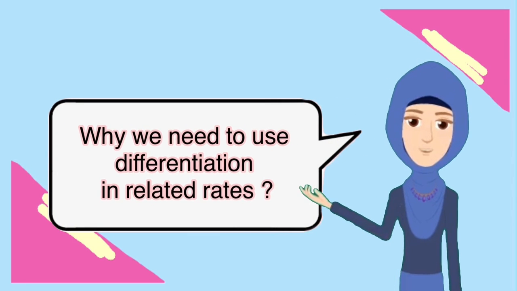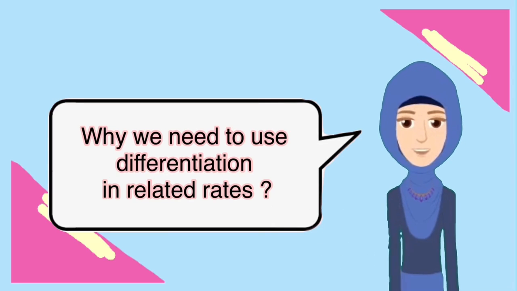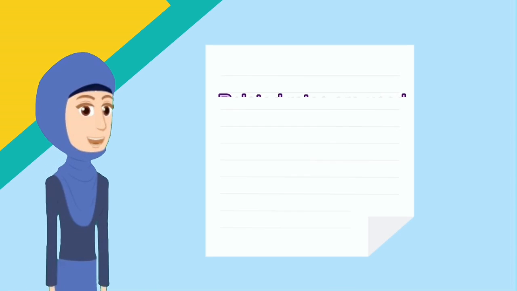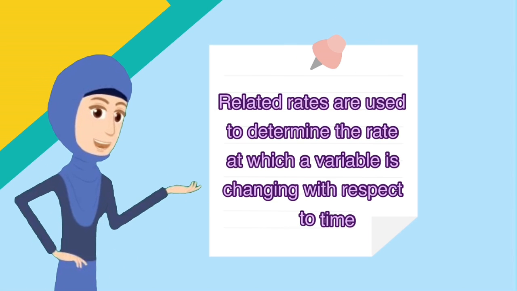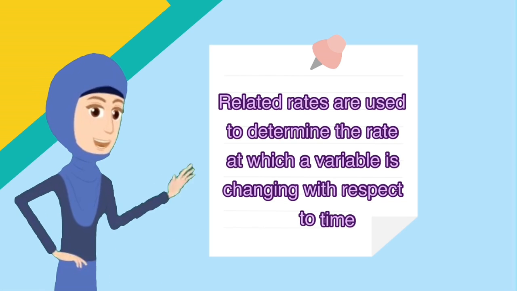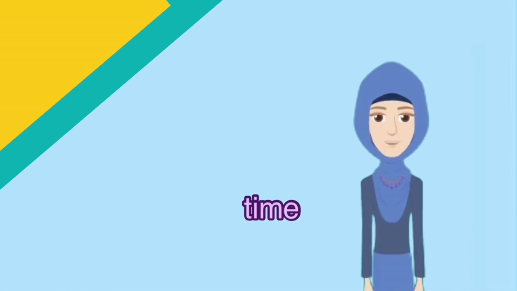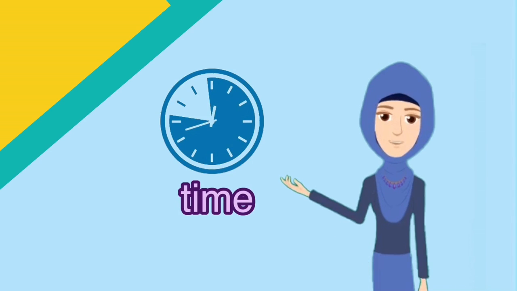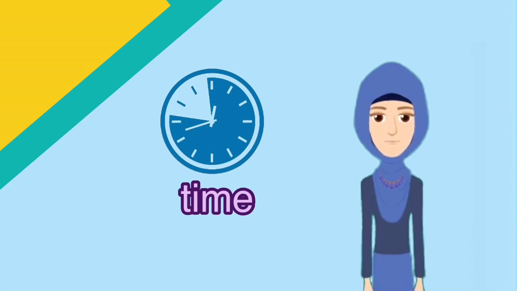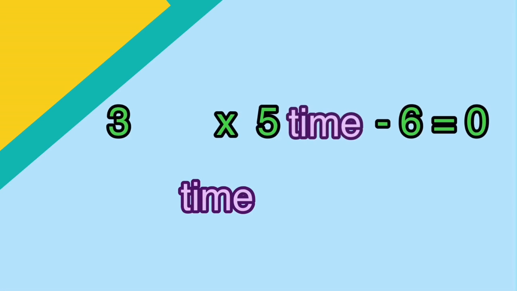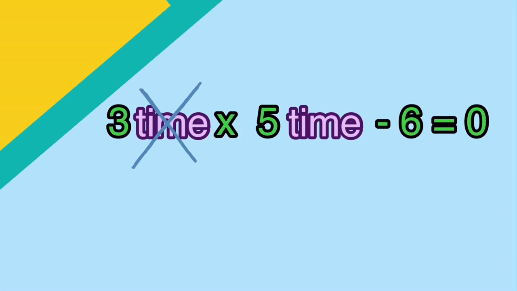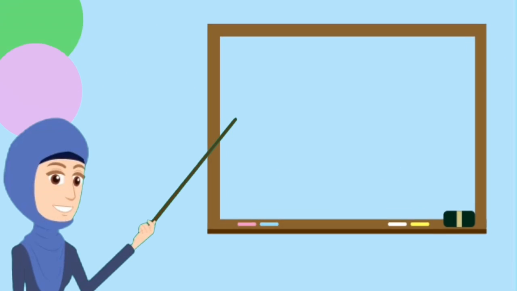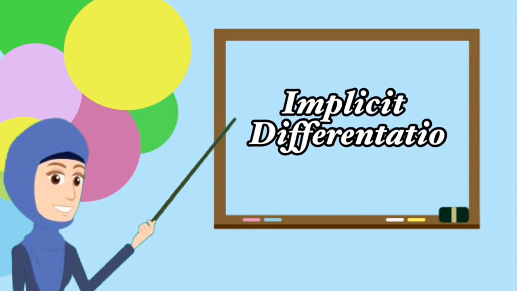So why do we need to use differentiation in related rates? As we know, related rates are used to determine the rates at which a variable is changing with respect to time. In addition, time is also not usually a variable in one equation. It means that time cannot be used as a variable in the equation. That's why we need to use implicit differentiation.